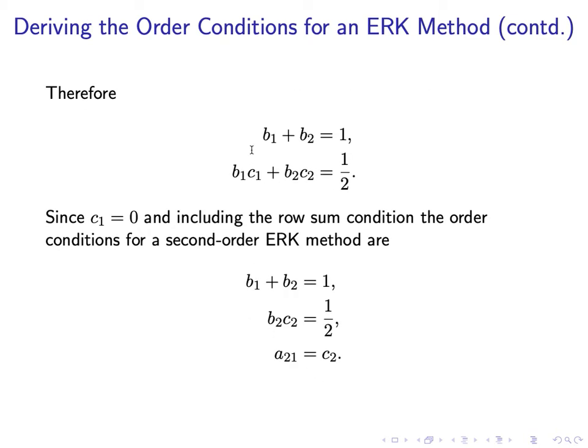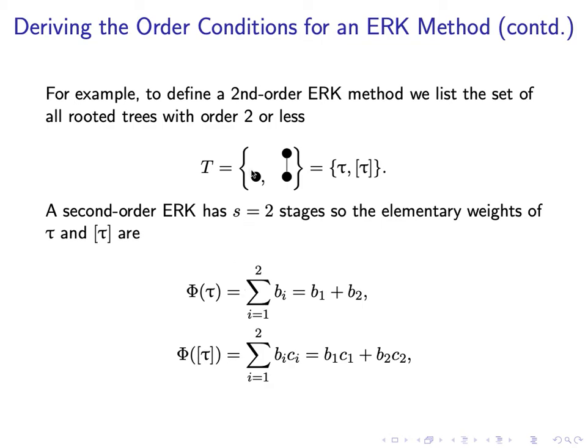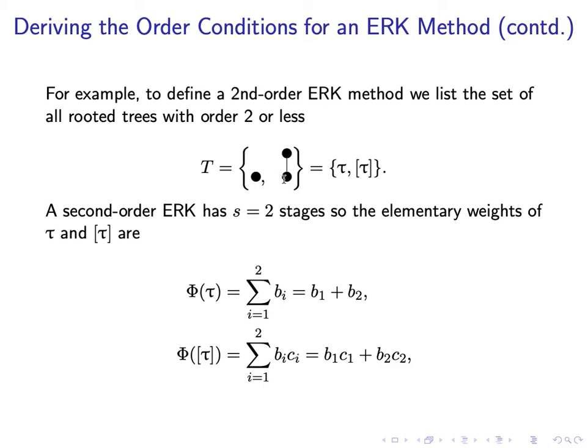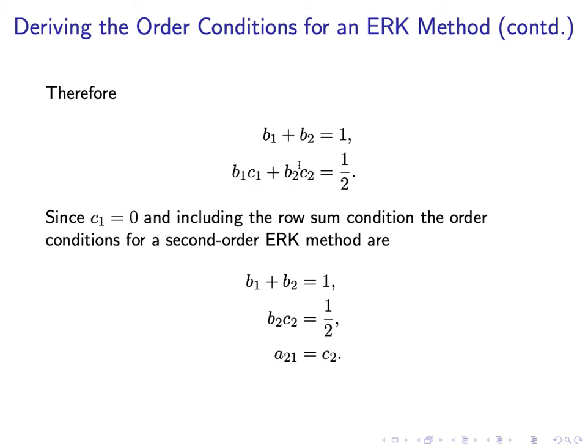Now the density of this tree is 1, so therefore B1 plus B2 is equal to 1. The density of the second tree is 2. So remember, to calculate density, we assign a label of 1 to the leaf node and a label to the parent node of 1 plus 1, which is 2, and multiply them together. So that gives us 1 over 2. So here we have our order conditions, and that's from the set of rooted trees.